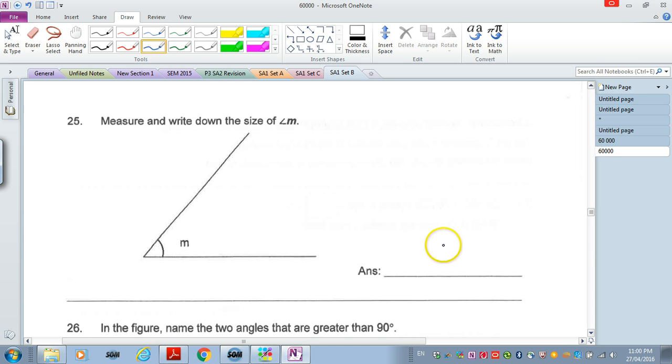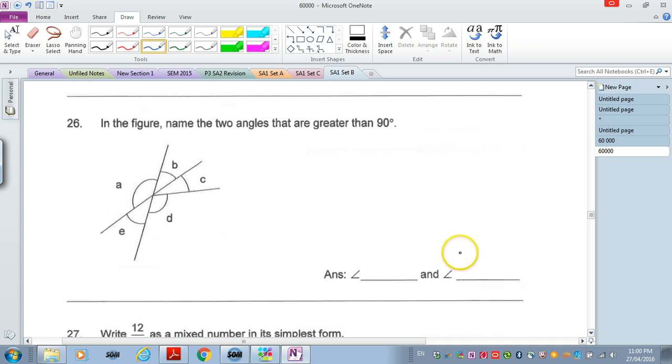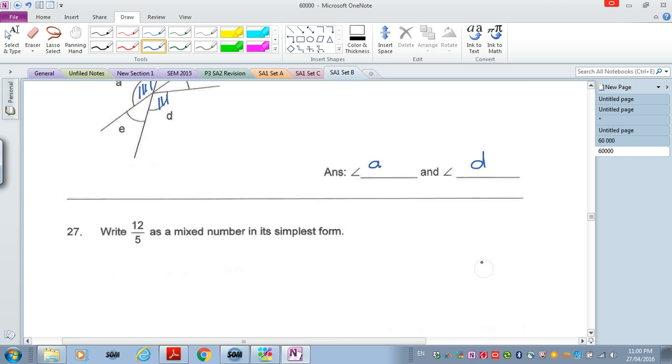25. Measure and write the size of M. The size of M is 50 degrees. 26. In the figure, name two angles that are greater than 90. So obviously it is angle A and angle D. So we write down A and D.